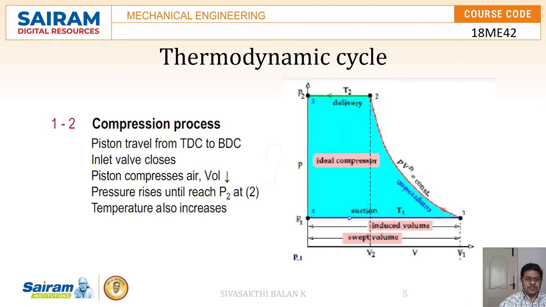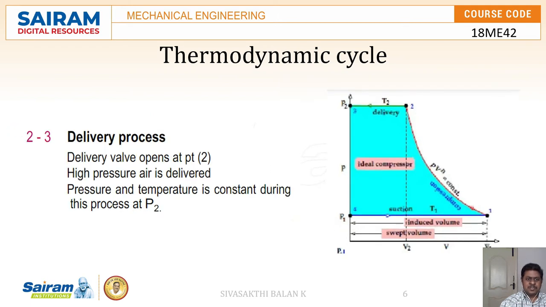The process 1 to 2 is referred to as the compression process. During this process, the piston moves from bottom dead center to top dead center, keeping both valves closed. During this movement, the piston compresses the air by decreasing its volume, and pressure increases until it reaches P2. But since pressure increases, temperature will also increase.